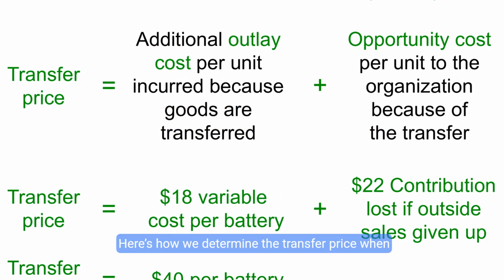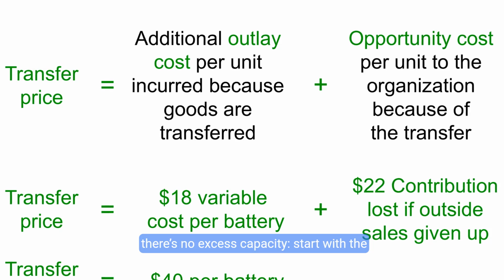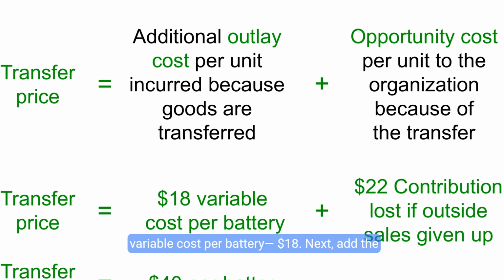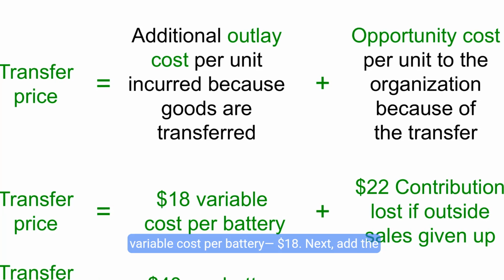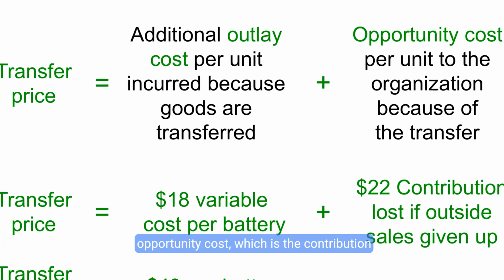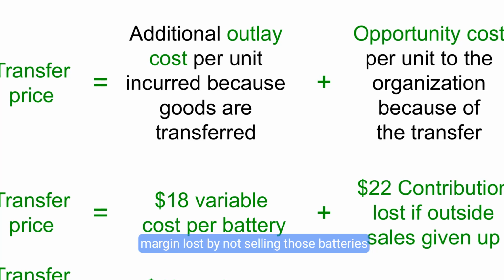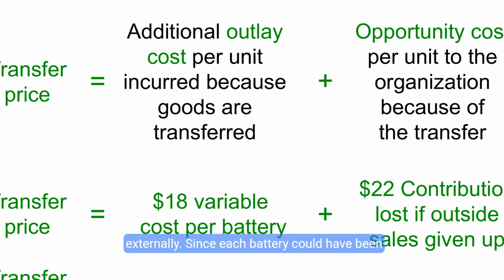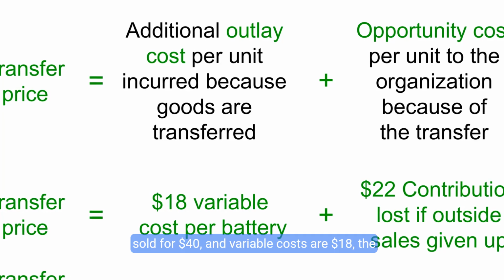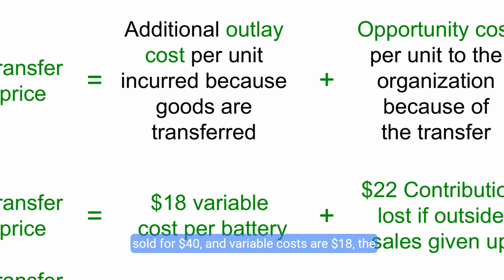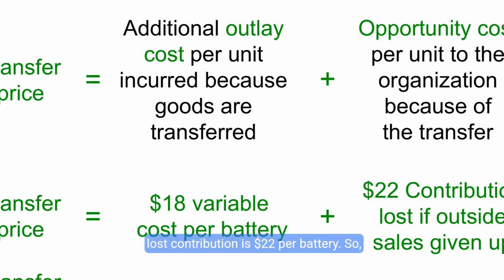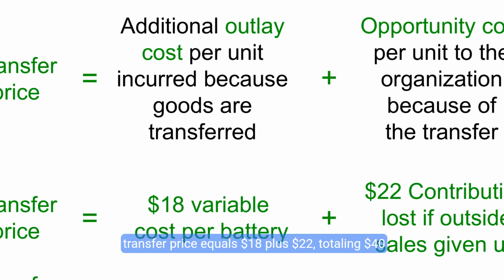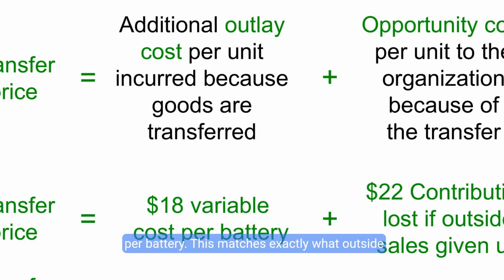Here's how we determine the transfer price when there's no excess capacity. Start with the variable cost per battery, $18. Next, add the opportunity cost, which is the contribution margin lost by not selling those batteries externally. Since each battery could have been sold for $40 and variable costs are $18, the lost contribution is $22 per battery. So transfer price equals $18 plus $22, totaling $40 per battery.